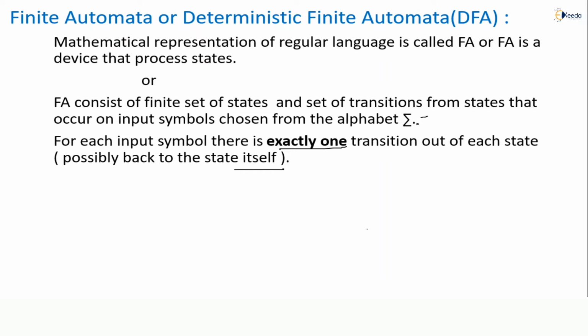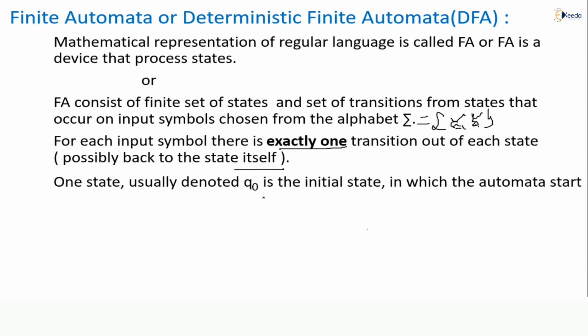For example, if you take a sigma alphabet A comma B, these are two symbols for which in each state there must be exactly one transition. That is the point we have to understand. Anyway, we will understand with the examples. Just note down these points very clearly, all of you.